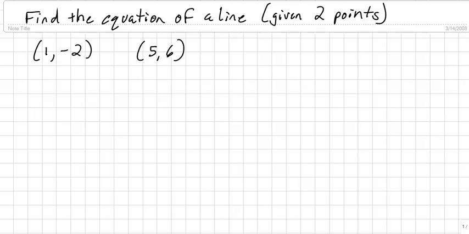Alright, this time we're asked to find the equation of a line when given 2 points. In this case, the 2 points are (1, -2) and (5, 6). Remember, this is my x value, y value, x value, y value. And to put it in the equation of a line, again, we're looking to put it into slope-intercept form. y = mx + b.